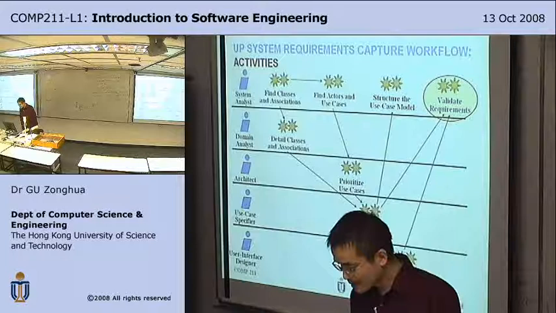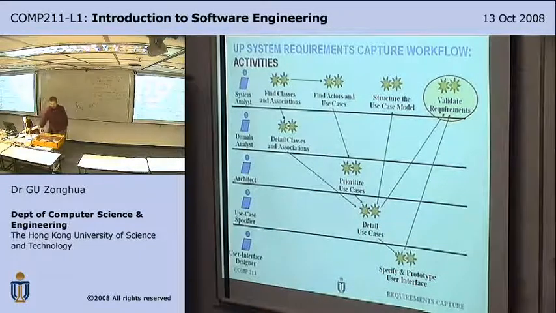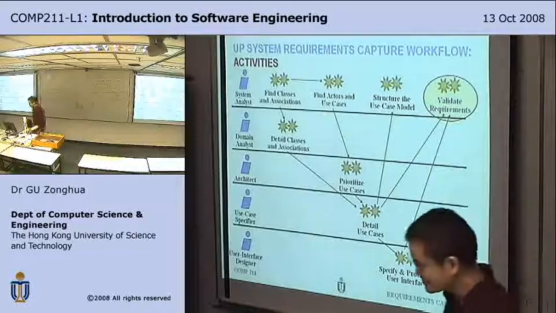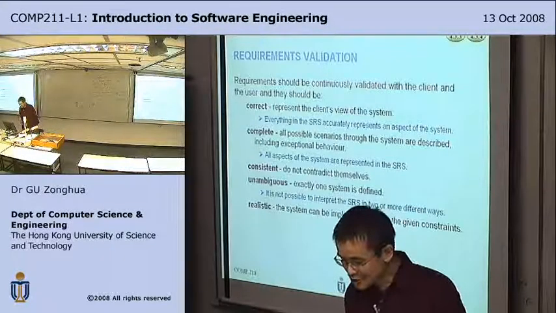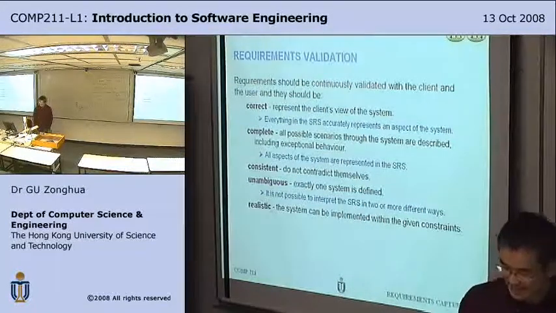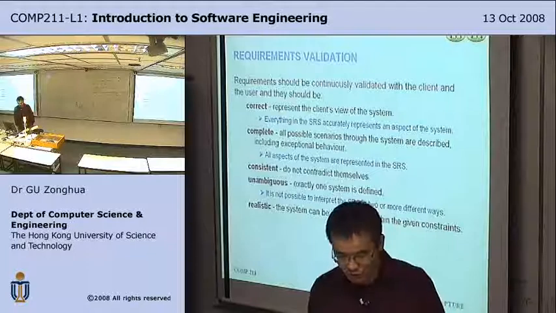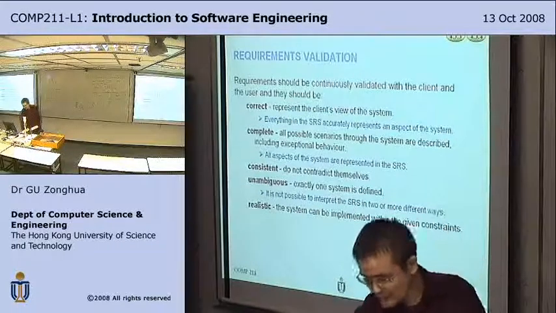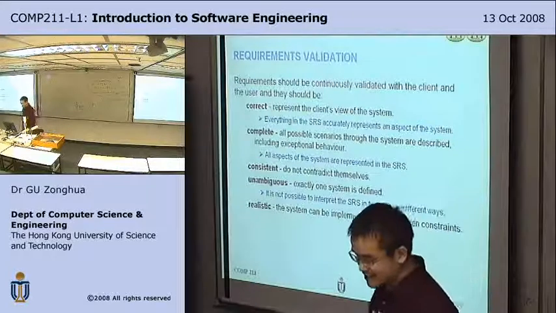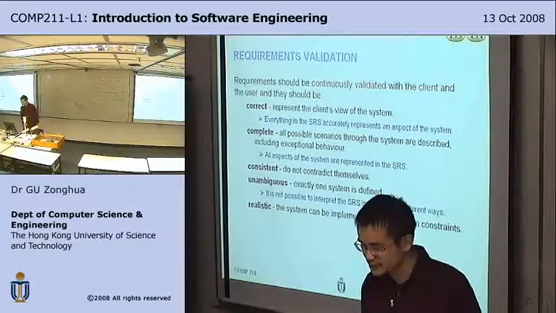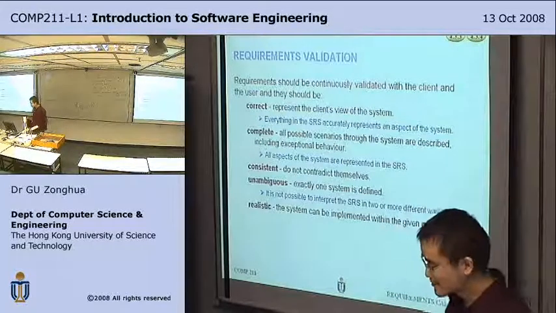So now we move on to validating requirements. So this is the acceptance testing phase. Requirements should be continuously validated with the client and the user. So they should be correct. That is representing the client's view of the system. Everything in the SRS system requirements document accurately represents an aspect of the system.